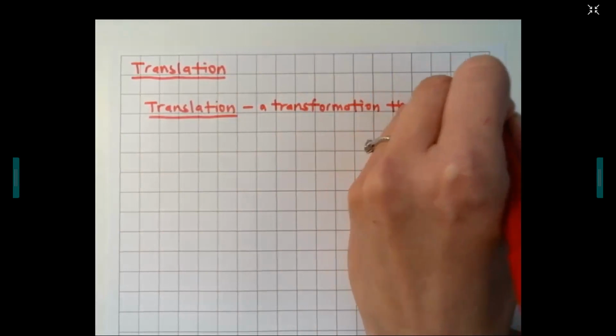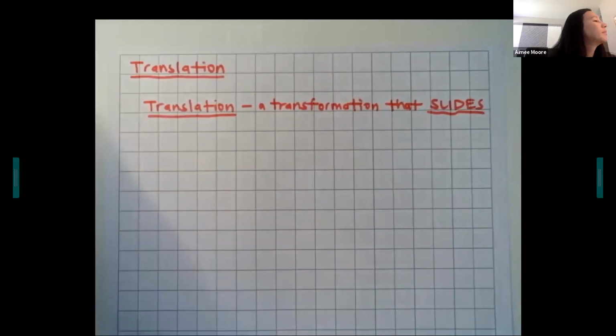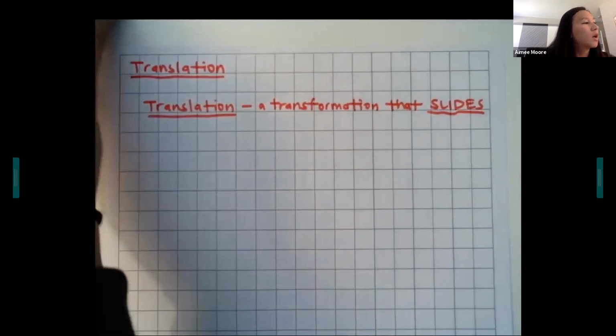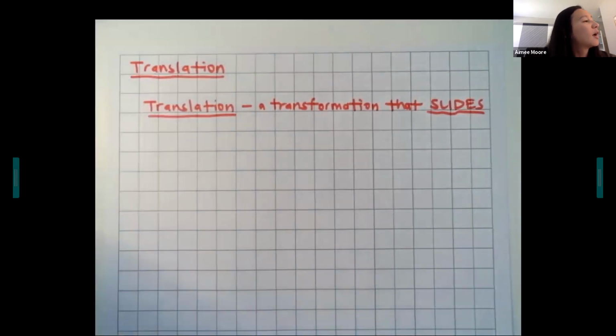Are we skipping transformations? Which one? Transformations. It's right after. Oh wait, we're skipping reflections too. Yeah. Oh, okay. Those are just extra practice problems, which I'll tell you which ones to do when we're done. Okay.